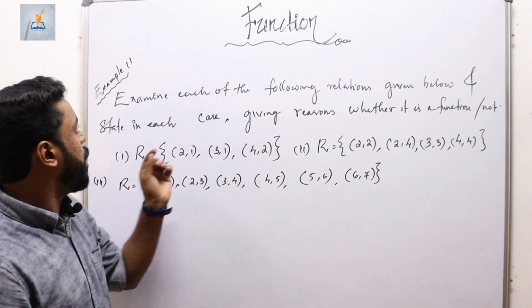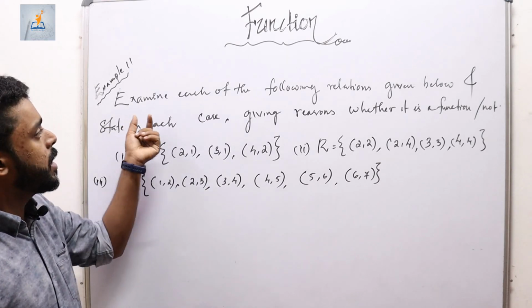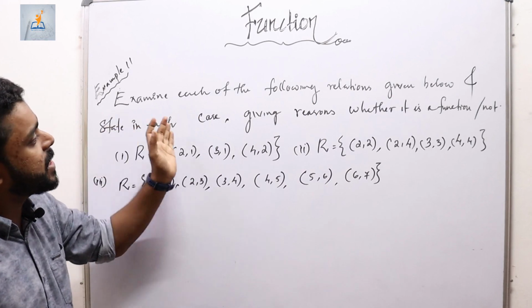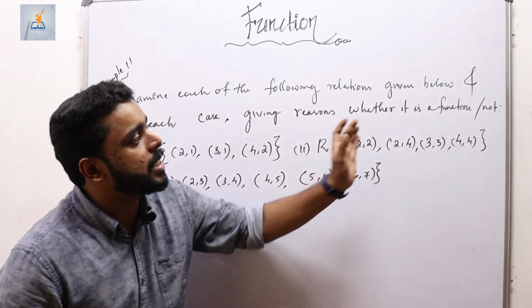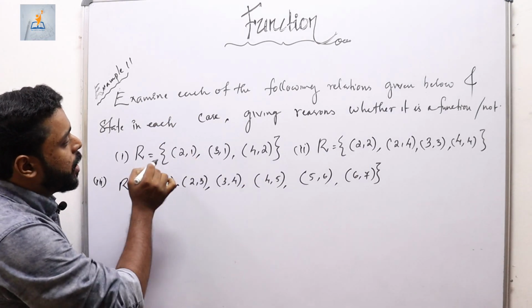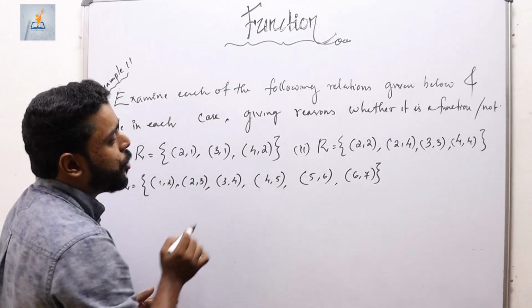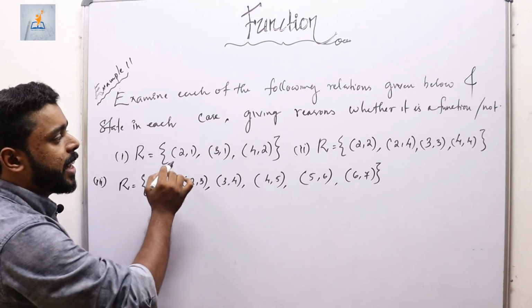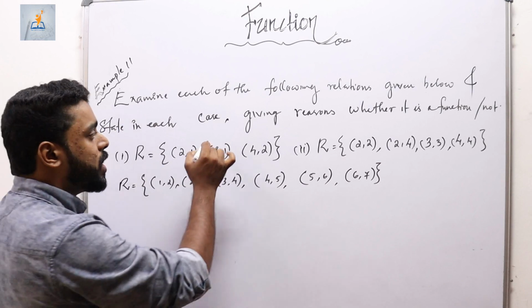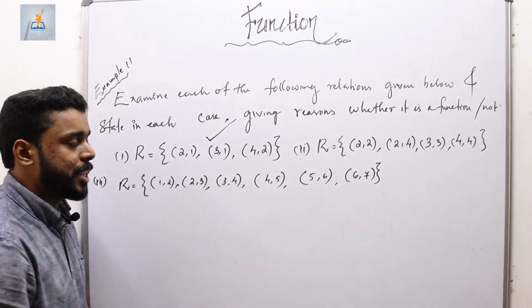Now coming on to example number 11, the question is: examine each of the following relations given below. State in each case, giving reason, whether it is a function or not. So the first question is, we are given a relation with ordered pairs (2, 1), (3, 1) and (4, 2). You can easily observe that there is no pair of ordered pairs with the same first element. So definitely this will be a function.